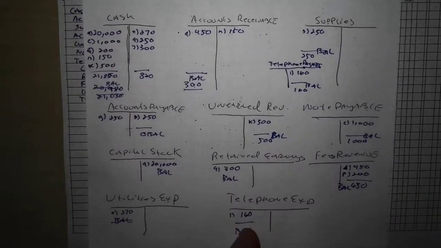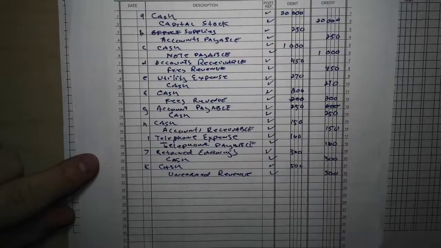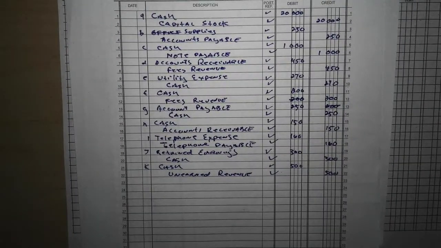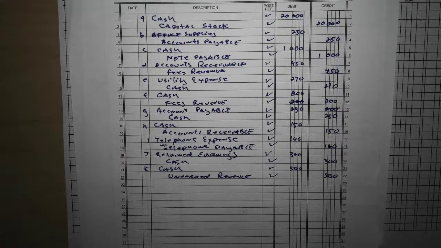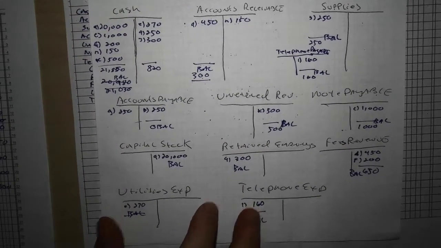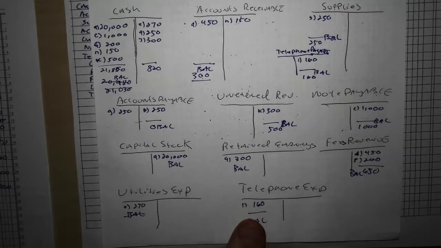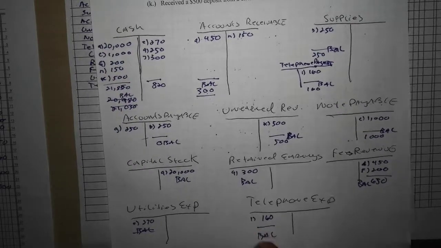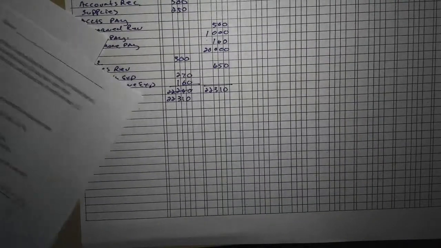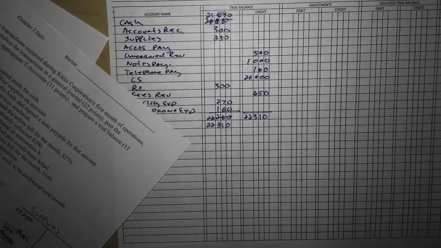Again, I'll show the answer keys for all of them real quick here. So again, here are your journal entries after they were posted. But there's that, and then I posted those to the accounts. So here are your T account balances. And then once you're done posting those to the T accounts, then you write up your trial balance and make sure your debit side equals your credit side.